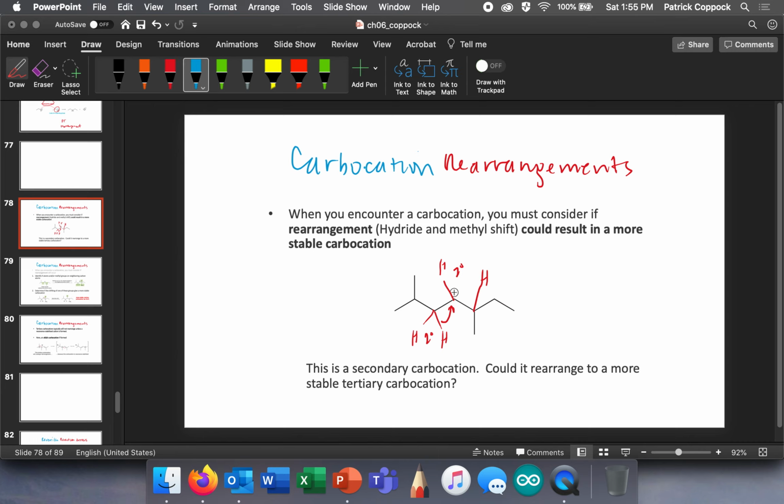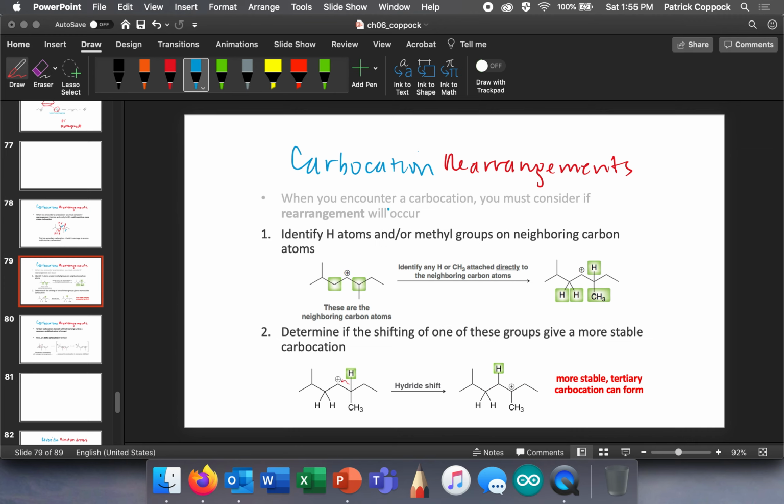But if, on the other hand, I go from here to here, I'm going to go from a secondary to a tertiary carbocation, right? That's what we're thinking. So can we take a secondary carbocation and rearrange it to make it a more stable tertiary carbocation, all right? So I just gave you a preview.